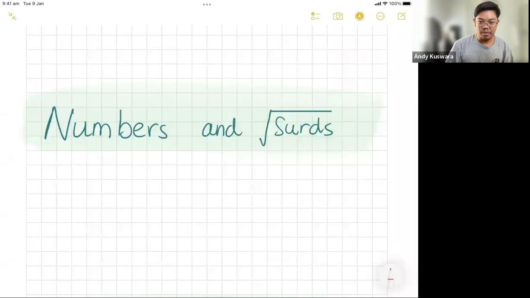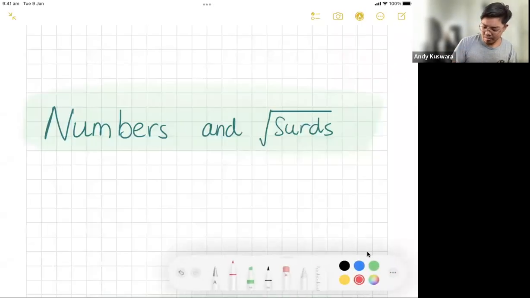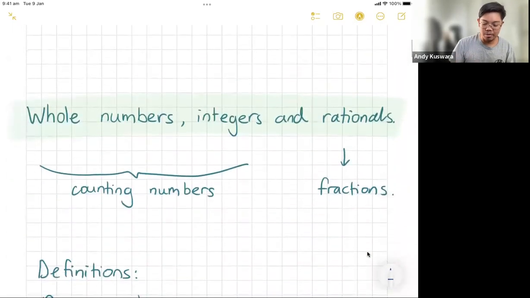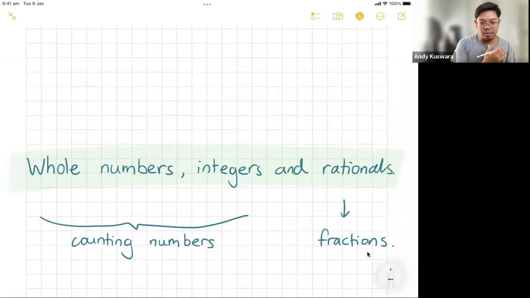All right, so first one in a new topic. So we are now in the topic of numbers and surds. We're basically going to talk about irrational and rational numbers. So the first one is we're talking about whole numbers, integers, and rationals.